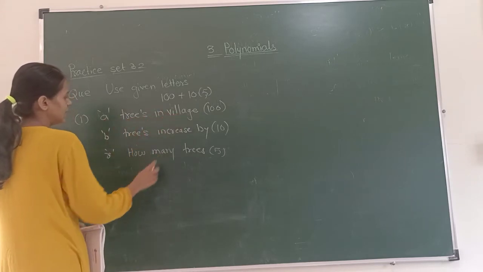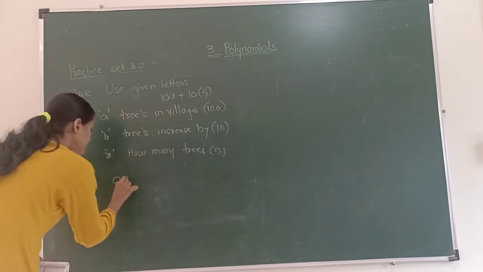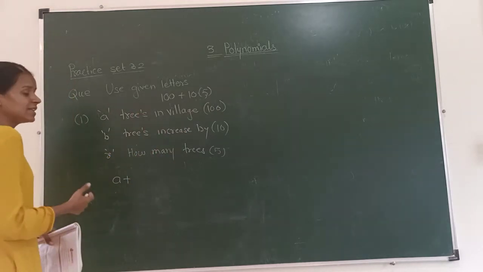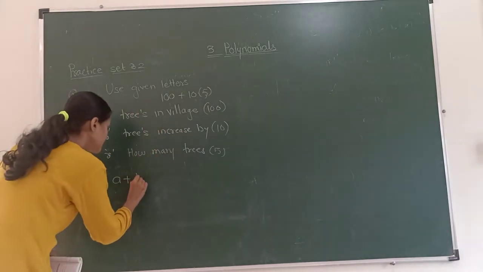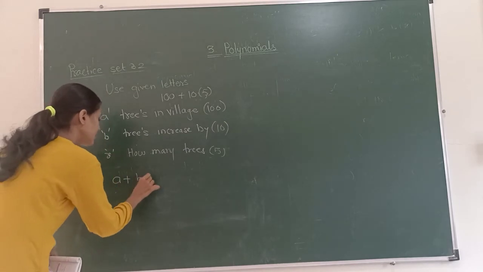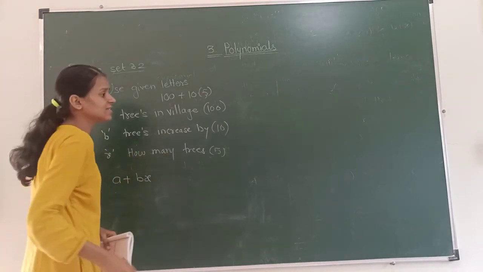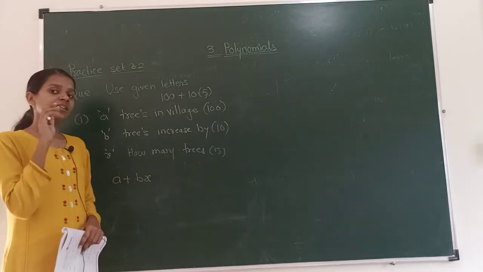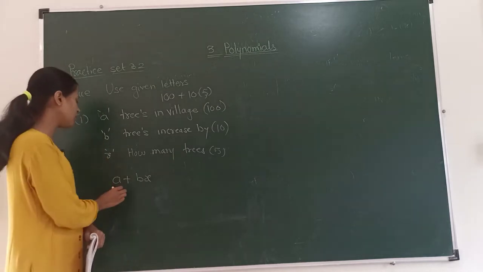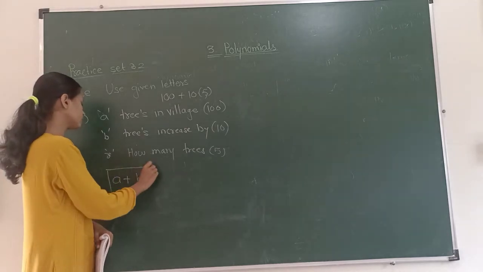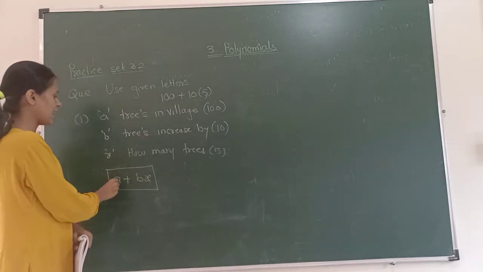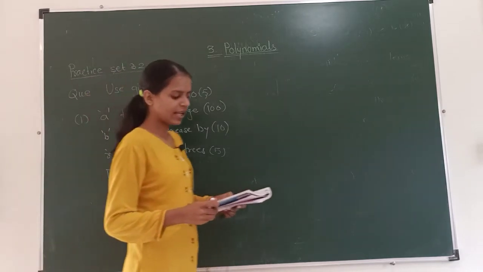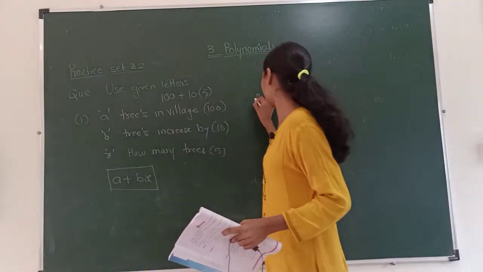A trees in a village, so A plus trees increase by B. The trees increase by the number B, so B into X. Why into X? Because they are asking how many trees after X years. So we can convert this using the given letters into A plus B into X. This is question number first. Similarly, we will solve question number second.